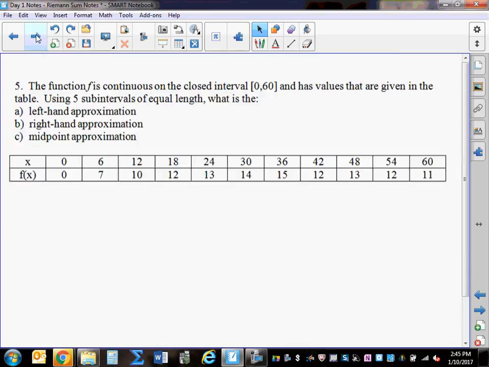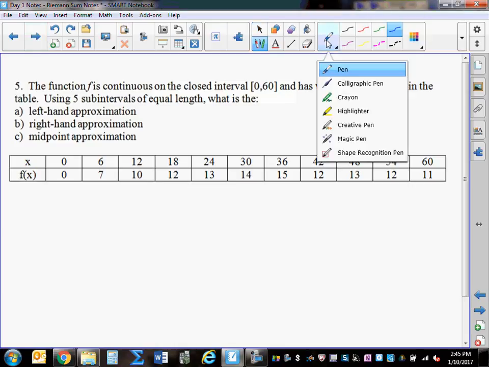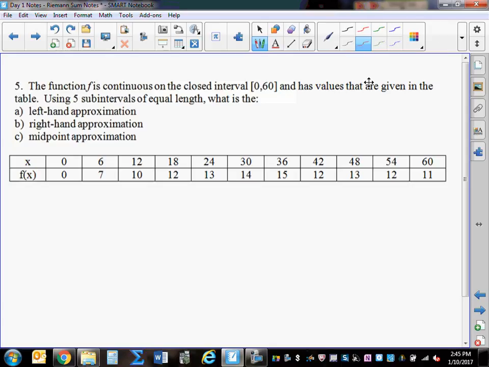So number 5 here says the function f is continuous on our closed interval 0 to 60 and has values that are given in the table. Using 5 subintervals of equal length, find the left-hand approximation, right-hand approximation, and midpoint approximation. This really isn't bad, and what's nice is they've actually given you these values. Now it says that we want 5 subintervals of equal length. So this means n is 5.